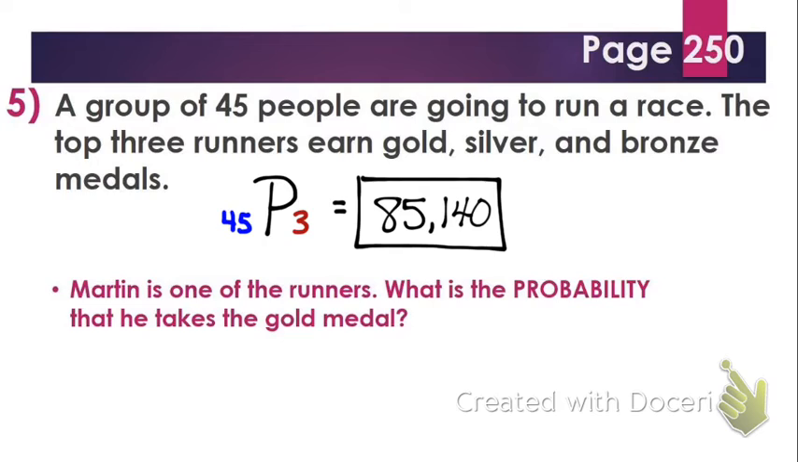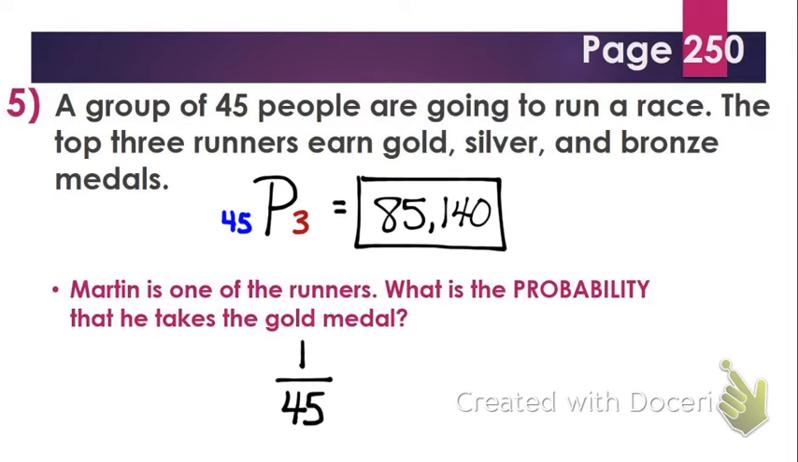So now I've added another question on here. Martin is one of those 45 runners. What's the probability that Martin takes the gold medal? 1 out of 45, yes. We weren't asking what the probability was that he placed somewhere in the top 3. We wanted to know what was the probability that he took first place. If he comes in first out of all 45, he's got a 1 out of 45 chance of doing that. All right.